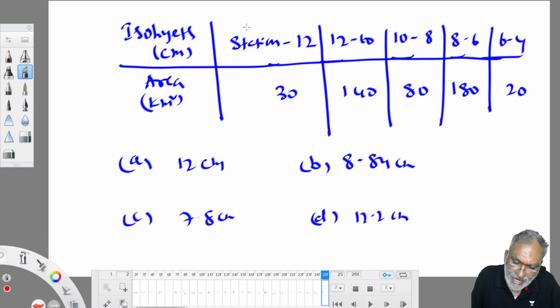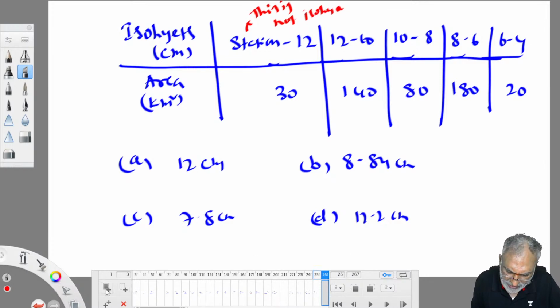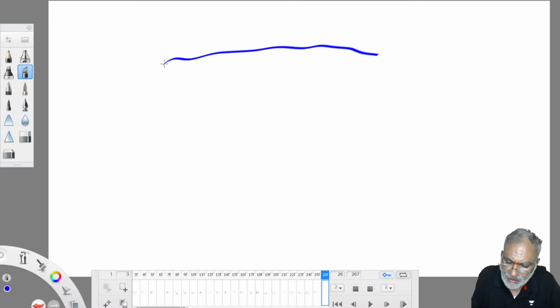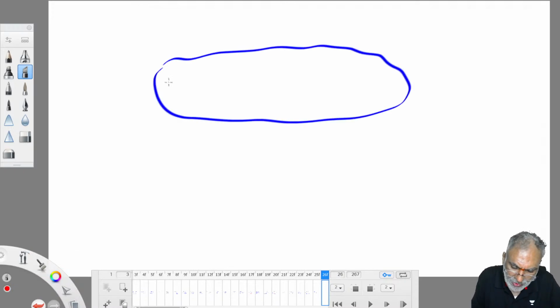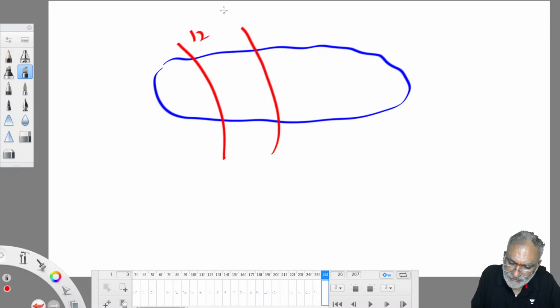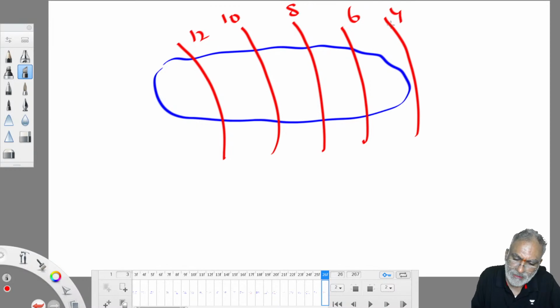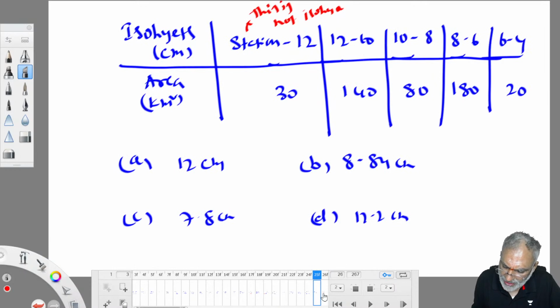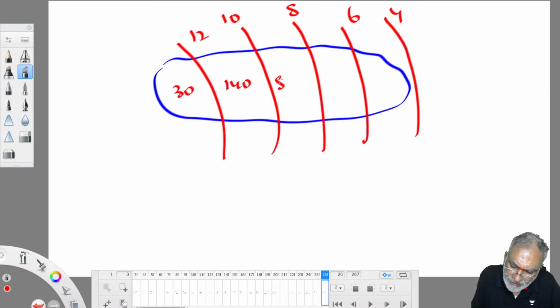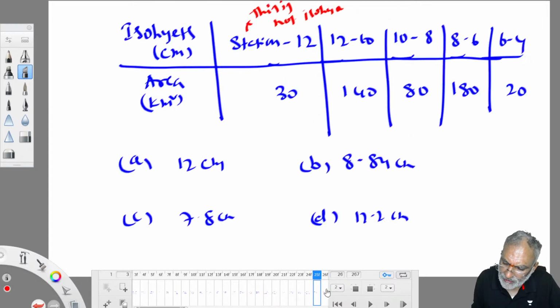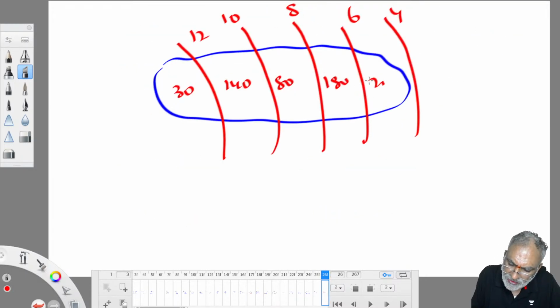Purposefully here it is not an isohyet. This is not an isohyet. Nothing is given. So it is starting with the 12, then 10, then 8, then 6, then 4. These are the isohyetal values. Then the area enclosed between them is also given to you: 30, 140, 80, then 180, 20. He has given like this.